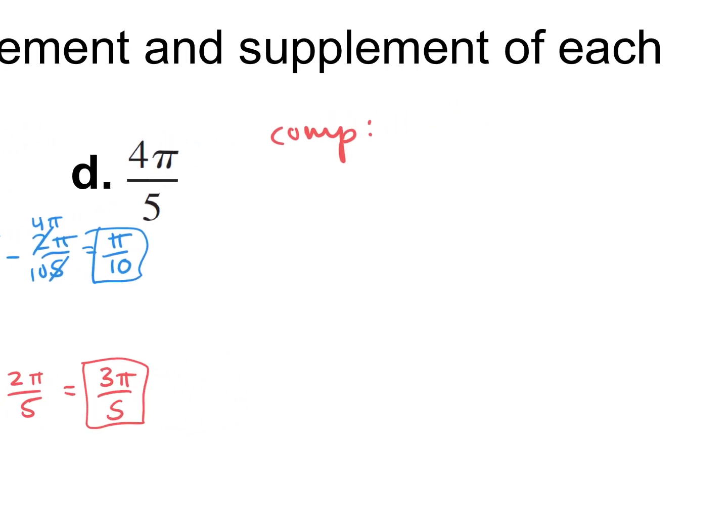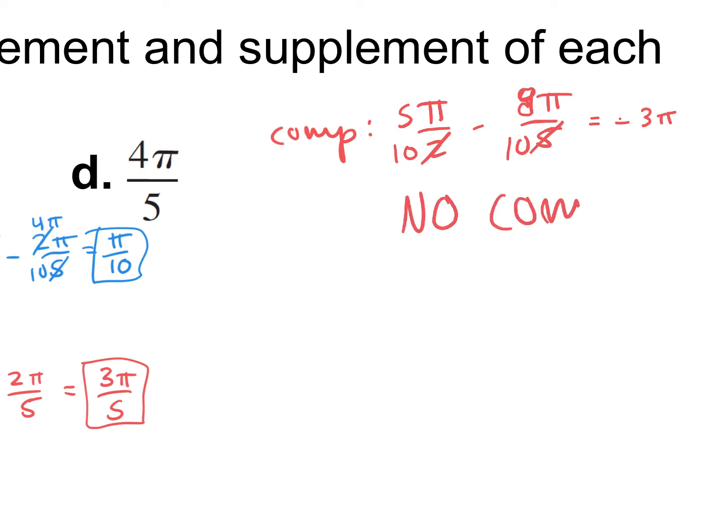Okay, so then if we find the complement for D, complements add up to 90, what's 90 in radians? Pi over 2. So pi over 2 minus 4 pi over 5. Again, I need to find a common denominator, so I'm going to multiply my first fraction by 5. So I would get 5 pi over 10. I'm going to multiply the second one by 2. So I get 8 pi over 10. What's 5 pi minus 8 pi? Negative 3 pi. So there is no complement.